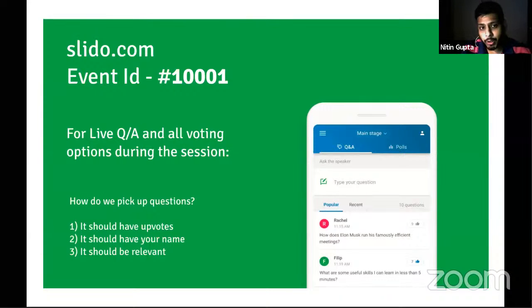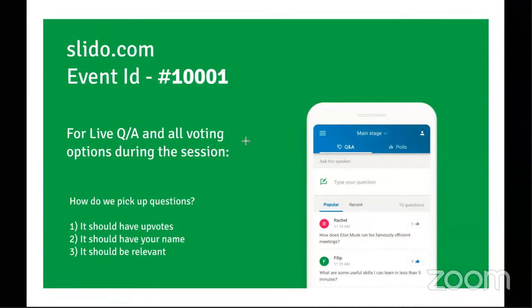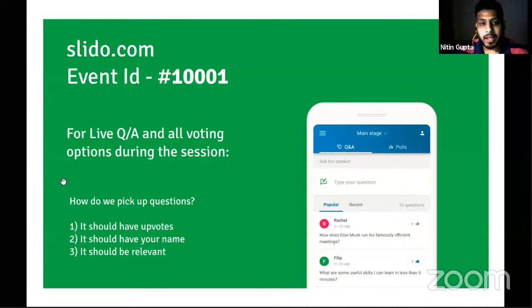How do we pick up your question? There are three simple rules, and all of those three things that you need to know are: one, it should have upvotes. If your question is relevant, it will have upvotes from fellow people. It should have your name, so do put down your name. And the question that has the maximum upvotes will be answered the first.